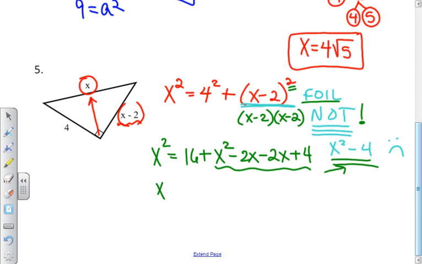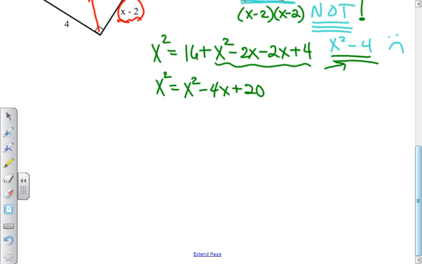Combine like terms. X squared is equal to x squared minus 4x plus 20. Remember from our algebra unit, if you have an x squared and an x, you need to get everything on the same side. And when I go to start doing that, I see that my x squared and my x squared are going to cancel. So I'm going to end up with 0 is equal to negative 4x plus 20. That's very nice. Now I can get my x by itself.